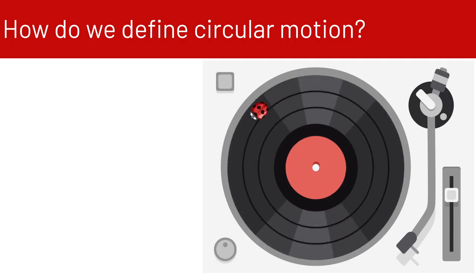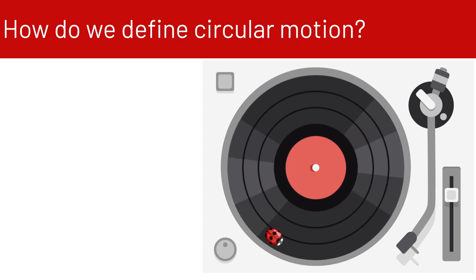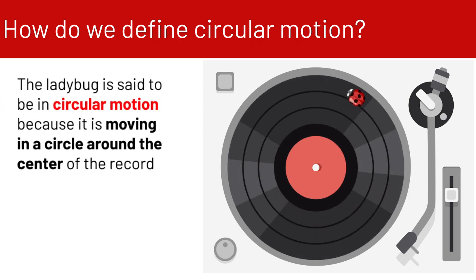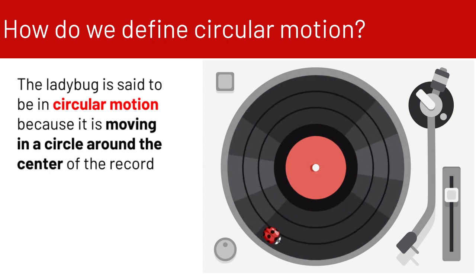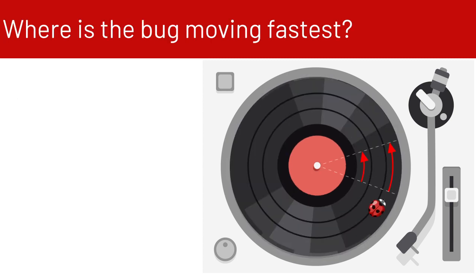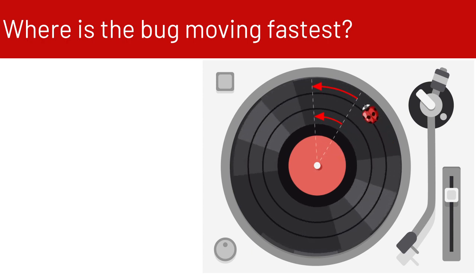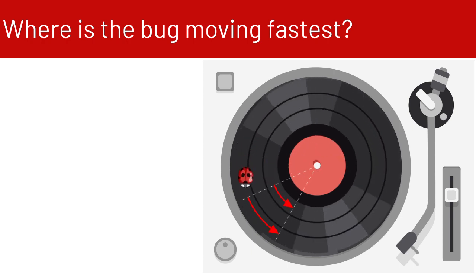So how do we define circular motion? The ladybug is said to be in circular motion because it is moving in a circle around the center of the record. All right, so let's talk about where the bug is moving fastest.